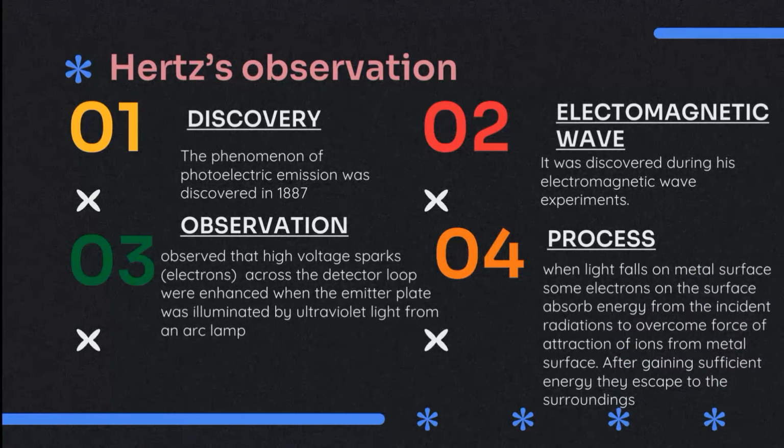It was also noted that when light falls on a metal surface, some electrons on the surface absorb energy from the incident radiation to overcome the force of attraction of ions from the metal surface. After gaining sufficient energy, they escape to the surroundings.